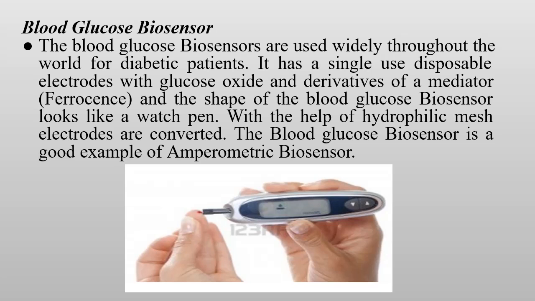It has single-use disposable electrodes with glucose oxidase and derivatives of the mediator ferrocene. The shape of the blood glucose biosensor looks like a watch pen. With the help of a hydrophilic mesh, the electrodes are covered. The blood glucose biosensor is a good example of an amperometric biosensor.